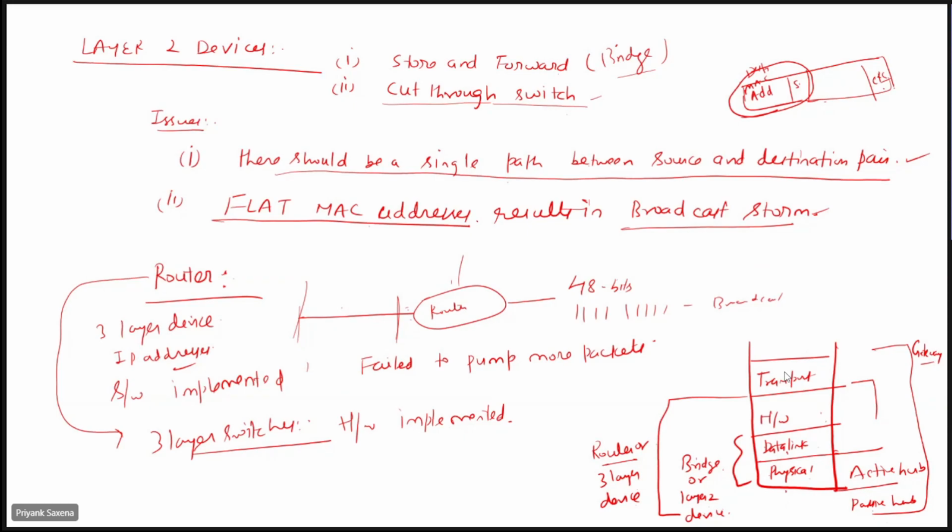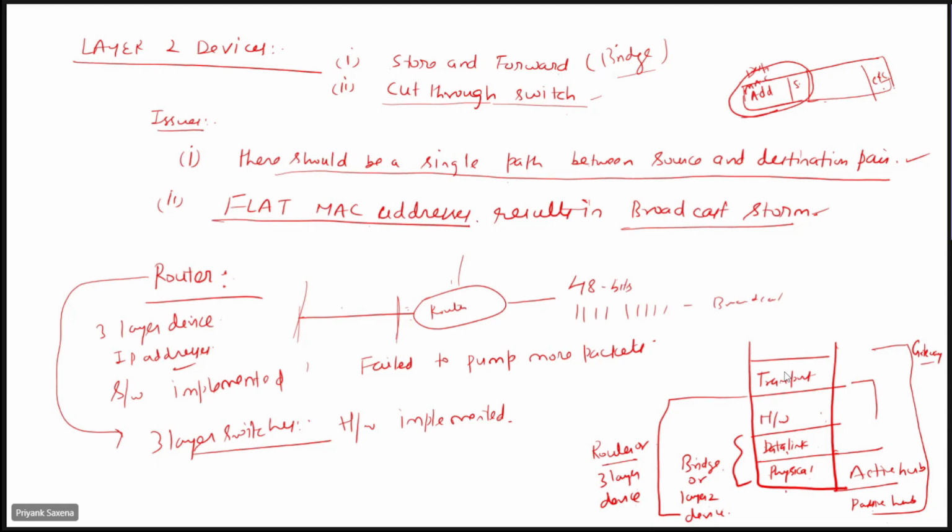Second difference is that a bridge performs only a store and forward operation, while the LAN switch performs store and forward as well as the cut through switch option. Then the third difference, and that is the most significant difference, is that, as I said, a bridge performs frame handling in software. So a bridge can handle only one frame at a time.